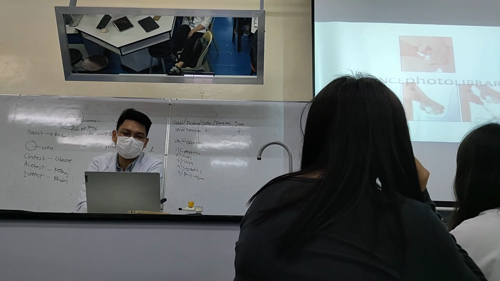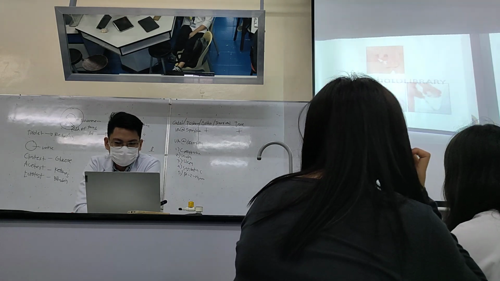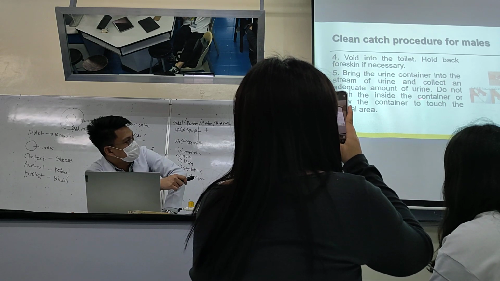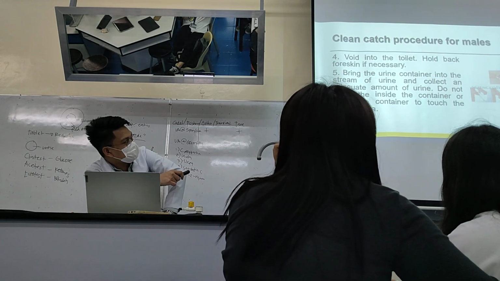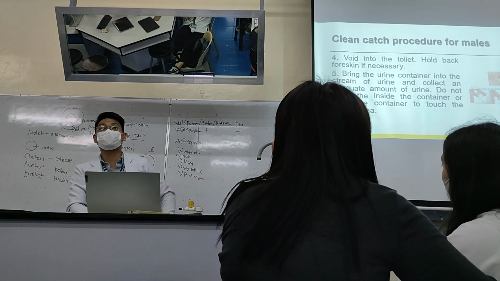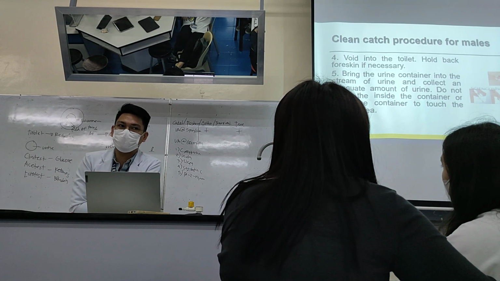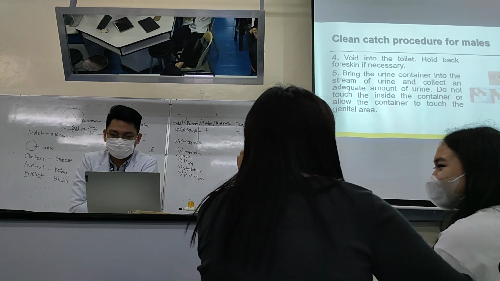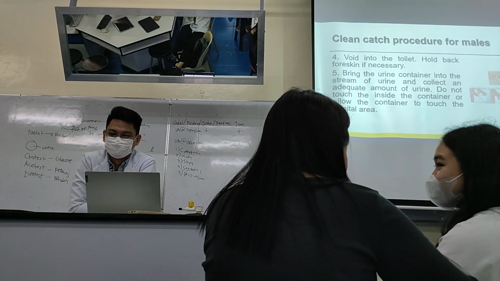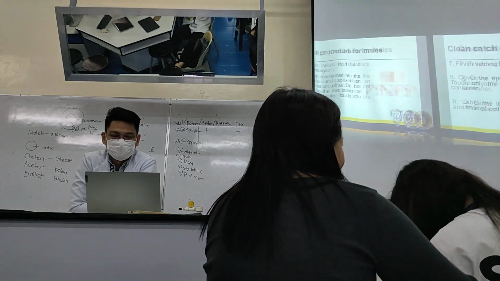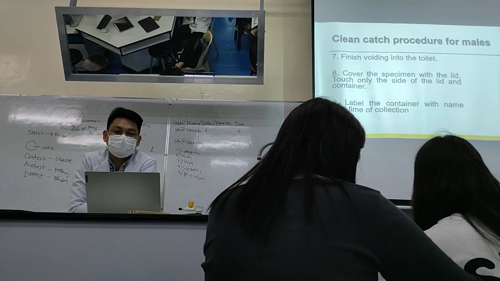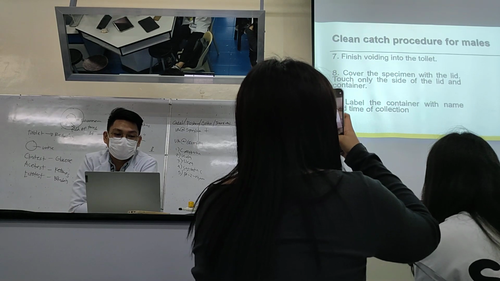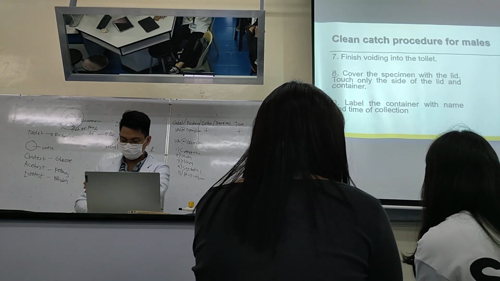Okay, so the same thing, they void in the toilet first. Do not touch the inside of the container. Commonly, if the patient is a child, they may put their genitals inside the container. For adults, of course, that is less likely. So the same thing, finish voiding, then label the container with name and time of collection. So that's how you collect a midstream clean catch sample.